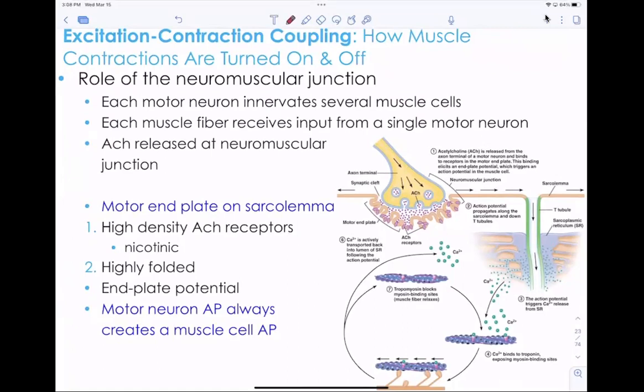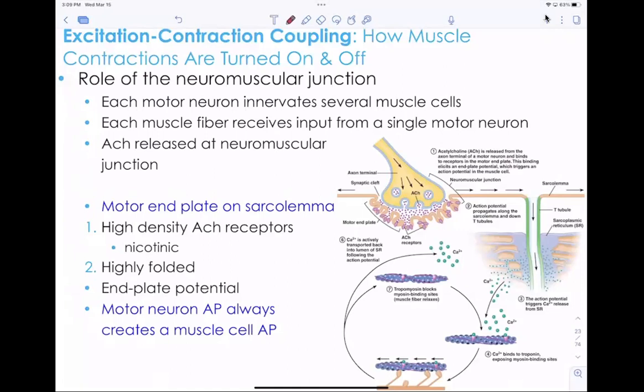Now, we're going to add in the neuromuscular junction, which is where the nervous system starts and stops the muscle from doing the cross bridge cycle. So we're kind of putting it all together. Each muscle fiber has a neuromuscular junction. And a neuromuscular junction is where the motor neuron axon comes in contact with the skeletal muscle fiber, and it's like the on-off switch. But a motor neuron can actually innervate several muscle fibers or cells.